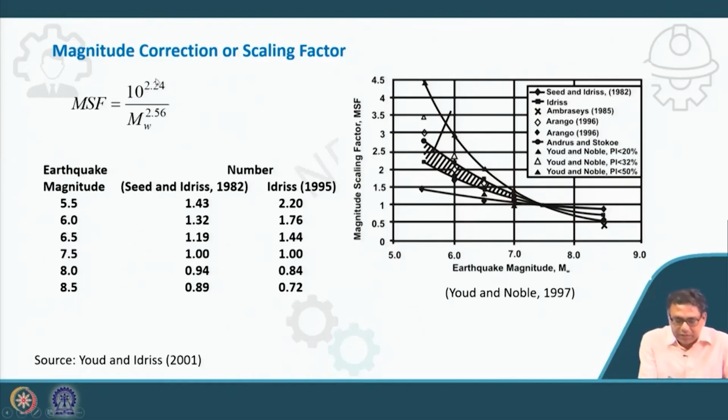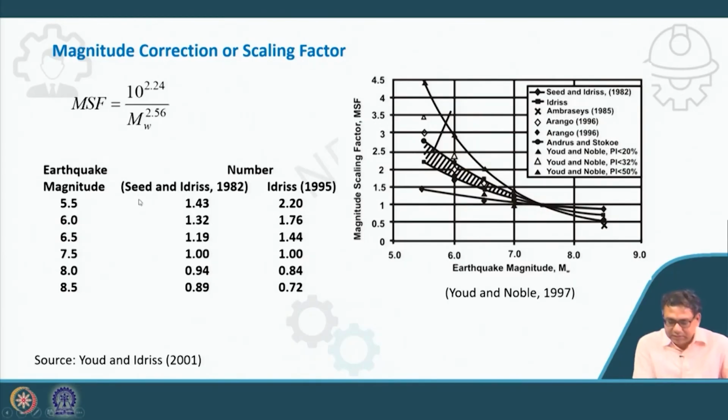Here the X axis is earthquake magnitude and the y axis is the scaling factor, or the correction factor. In the workshop, this shaded zone has been recommended, because different researchers have given different values of magnitude scaling factor. But in the workshop summary, this zone is the recommended zone, or we can use this expression to get the magnitude scaling factor.